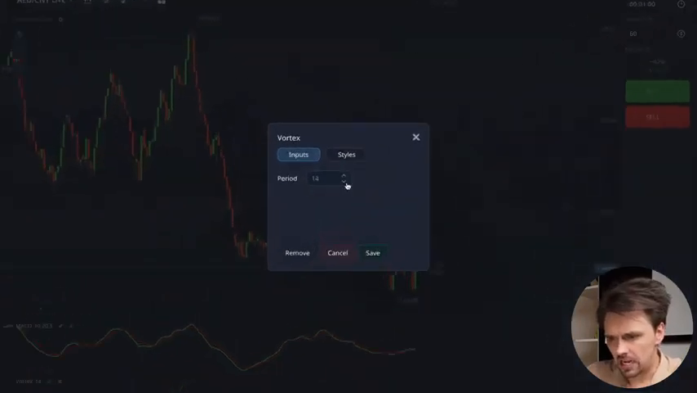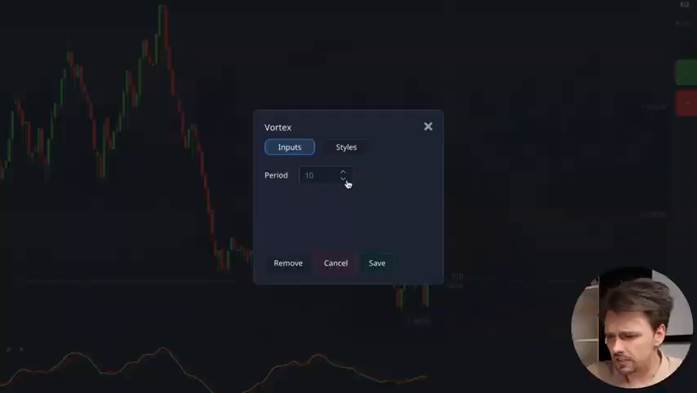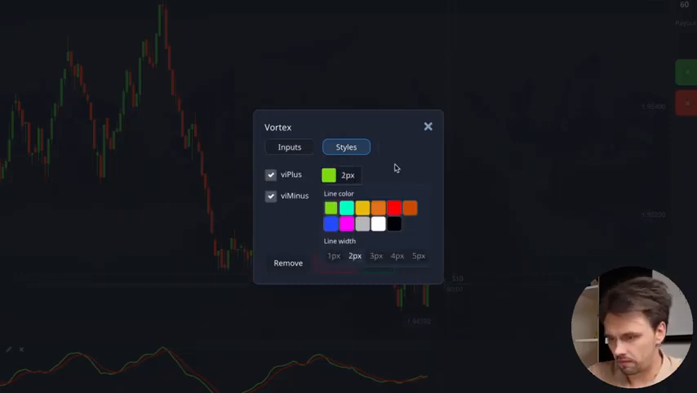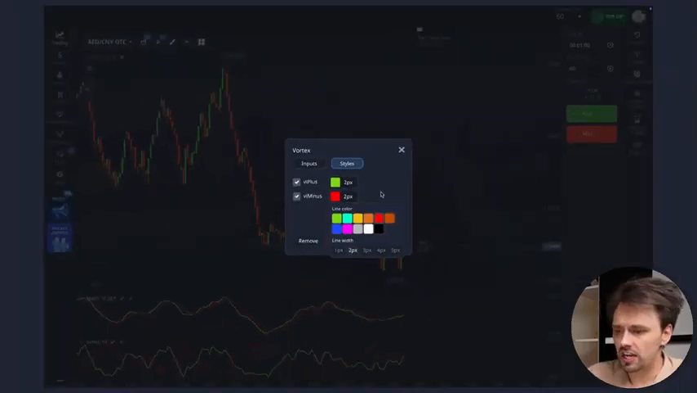Now, Vortex. It shows the trend direction and who is stronger, buyers or sellers. Period 10. This is the window over which the indicator analyzes trend strength. For the style, I'll make the lines more saturated.